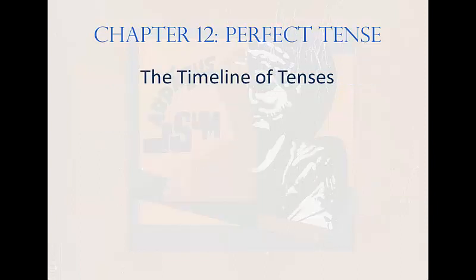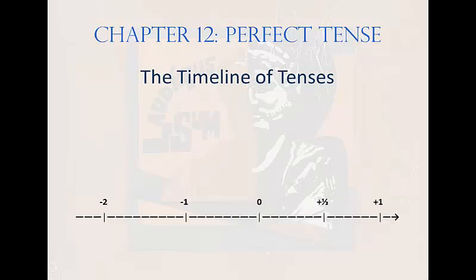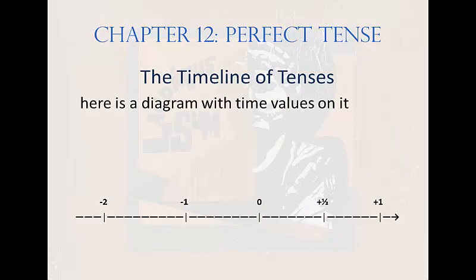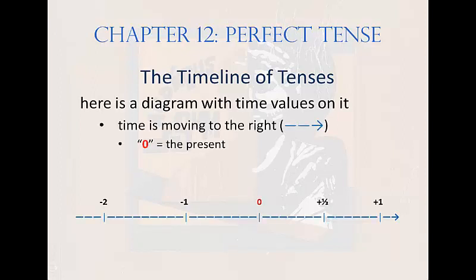To end the grammar section of this lesson, let's look at the tenses on a timeline. Here is a diagram with numbers representing time values on it. Time is moving from left to right following the blue arrow. 0 represents the present tense. Any number with a plus in front of it represents the future. Any number with a minus before it represents the past.